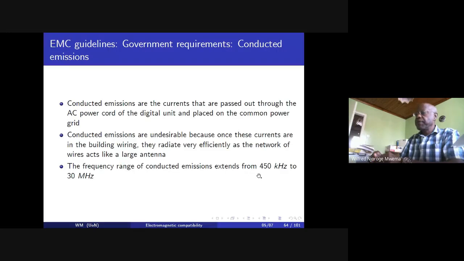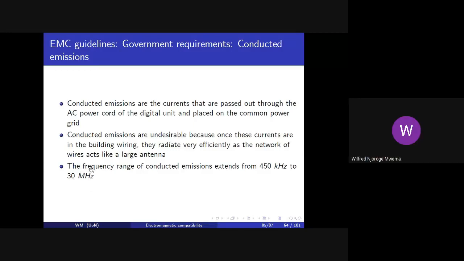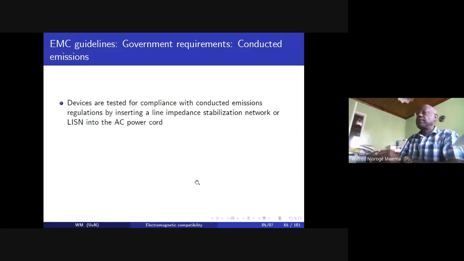So the frequency range of conducted emissions will extend from 450 kilohertz to about 30 megahertz. And remember, the 30 megahertz is the limit of the shortwave radio. So devices are then tested for compliance with conducted emissions regulations by inserting into the line a component called the line impedance stabilization network, or a LISN, into the AC power cord.